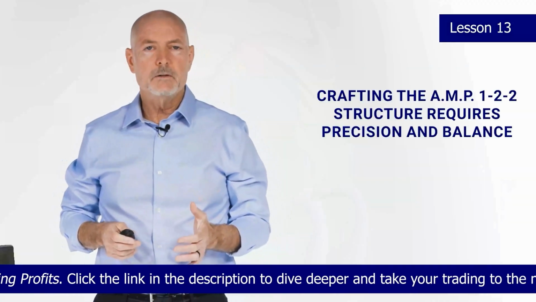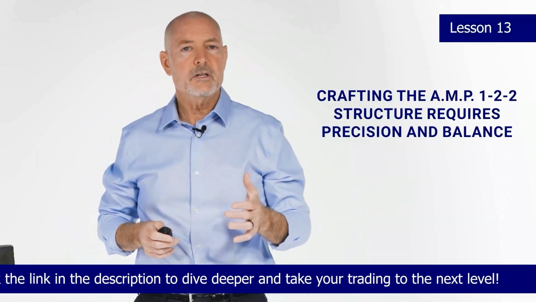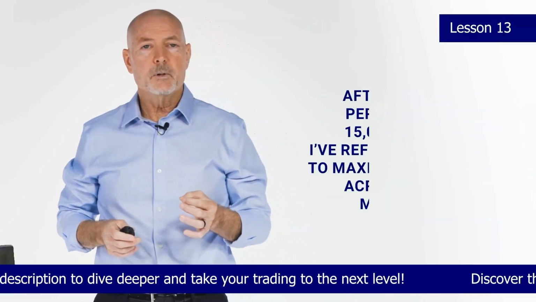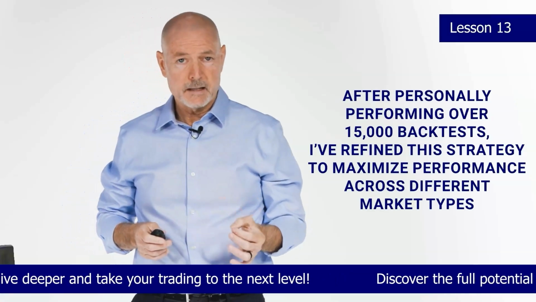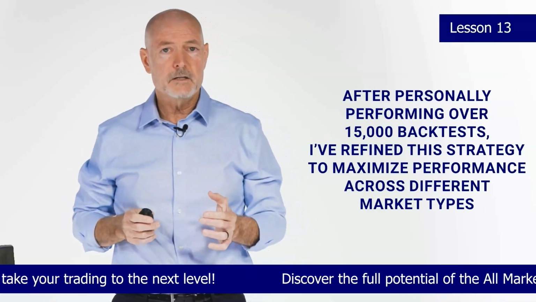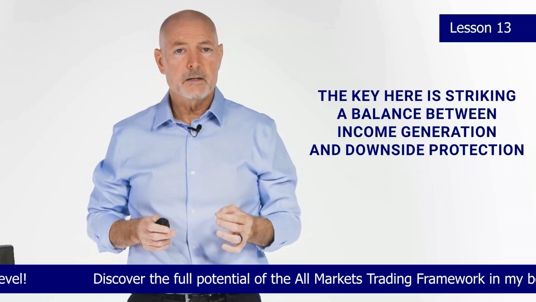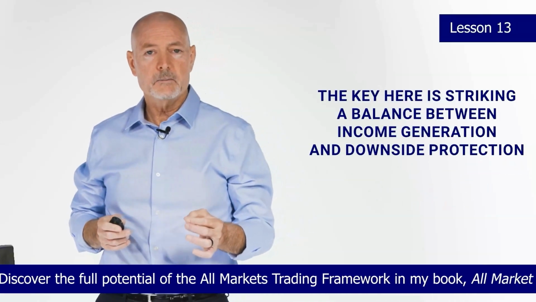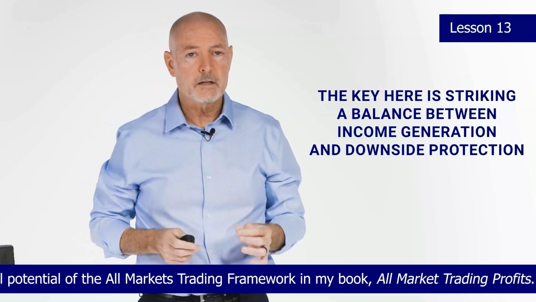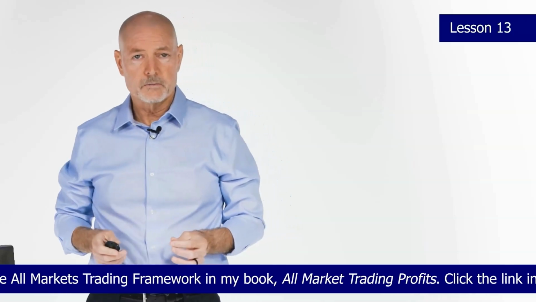Crafting the AMP 122 structure requires precision and balance. After personally performing over 15,000 backtests, I've refined the strategy to maximize performance across different market types. The key here is striking a balance between income generation and downside protection. So let's break down the principles.